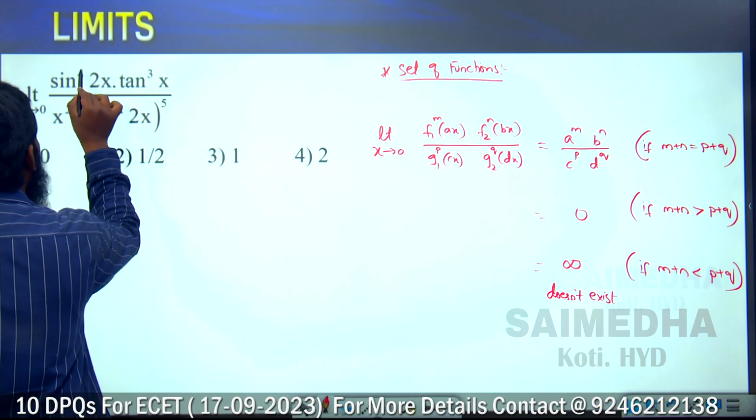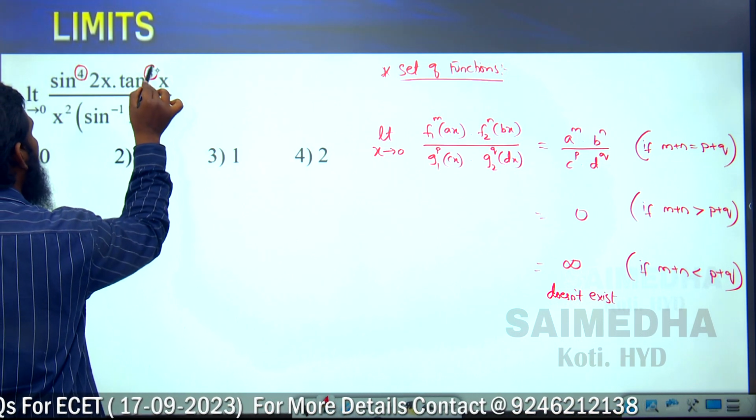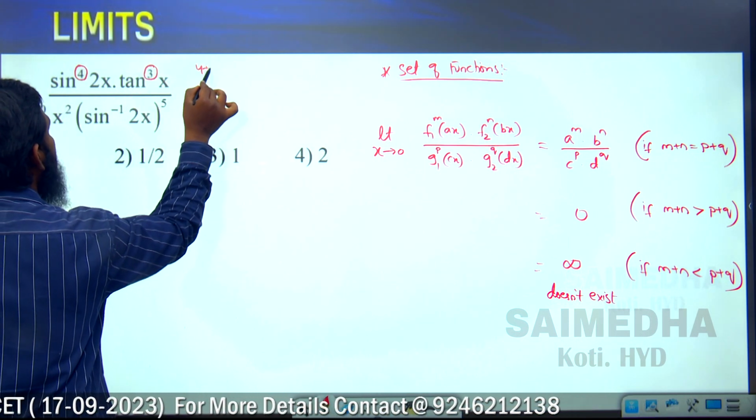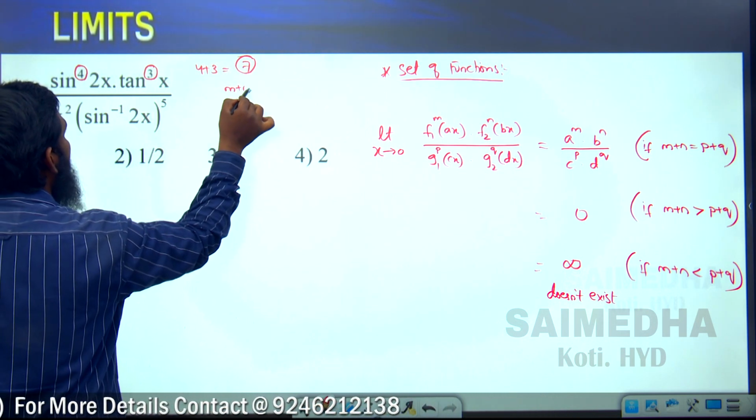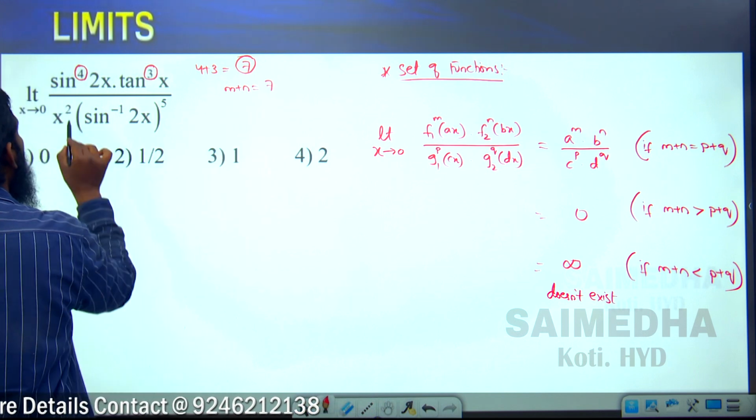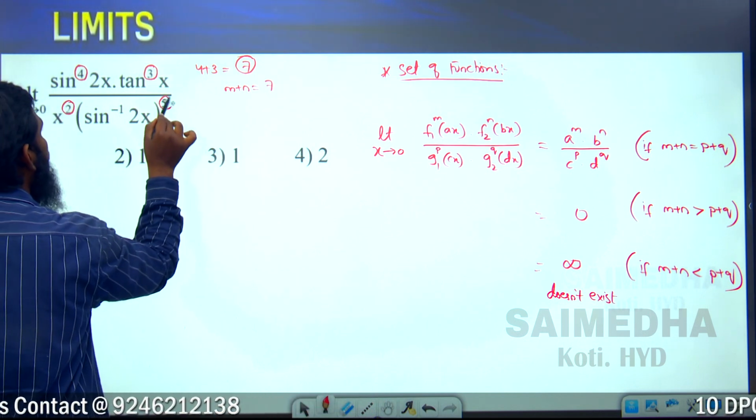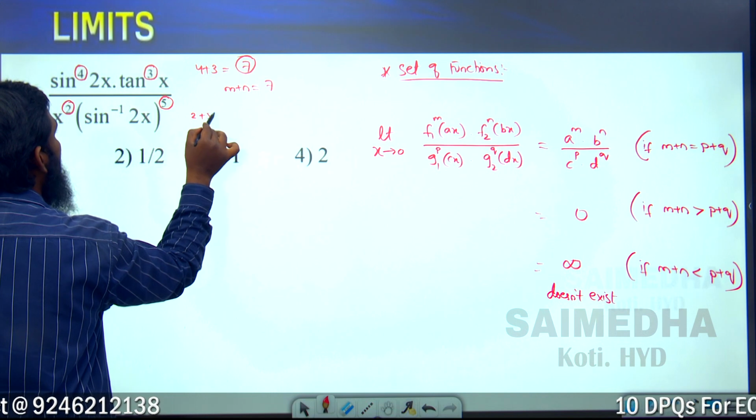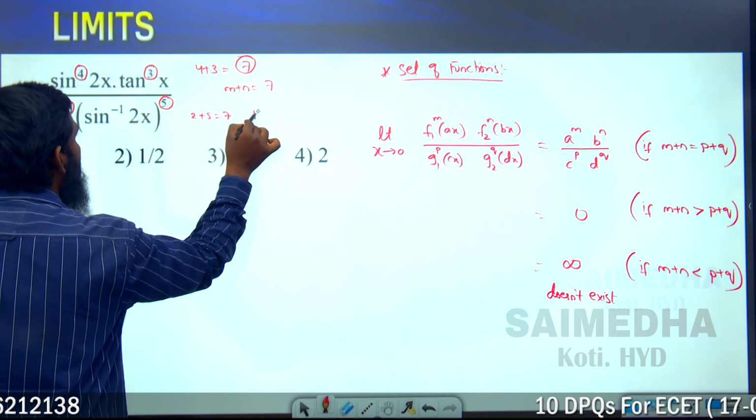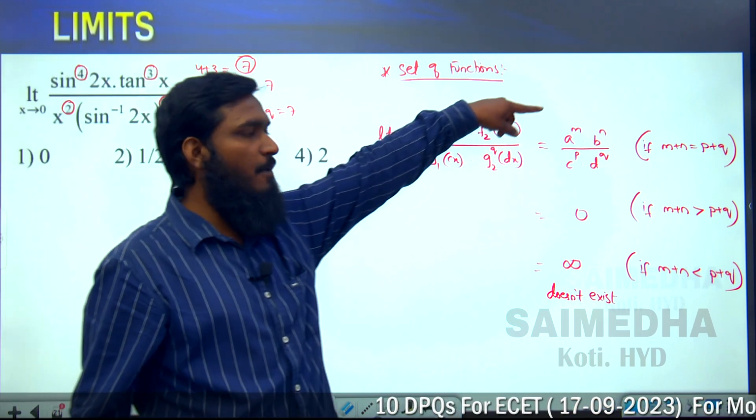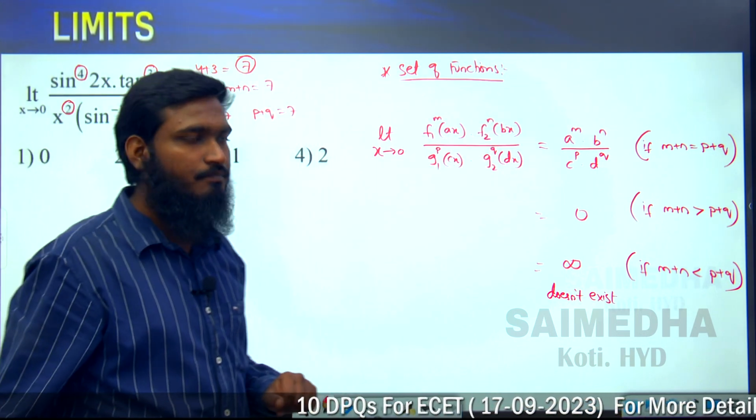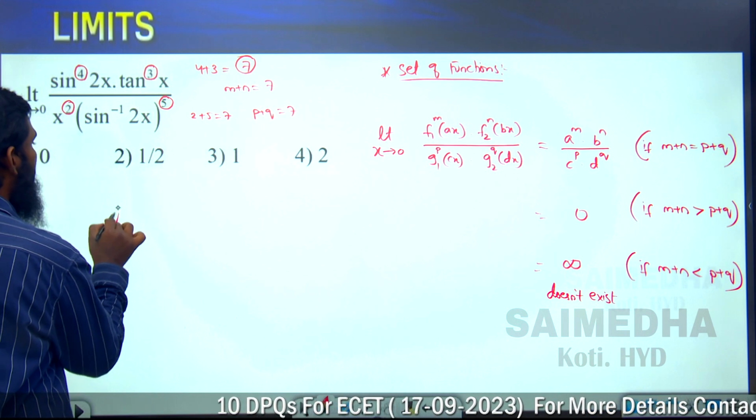Now let us see this part. First let us see the powers we are having. This is one power, this is one power, means 4 plus 3 is equal to 7, so m plus n is equal to 7. Now we are having power 2 and power 5, means 2 plus 5 is equal to 7, so p plus q is equal to 7. Now we are having the first case, m plus n equals p plus q.